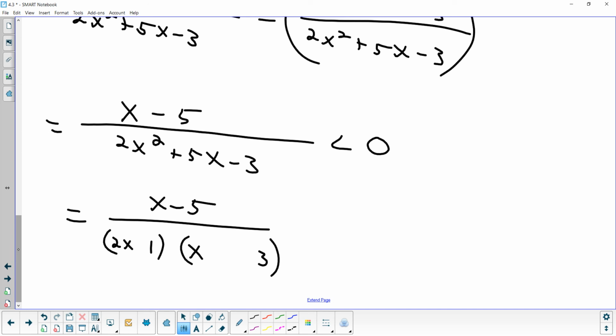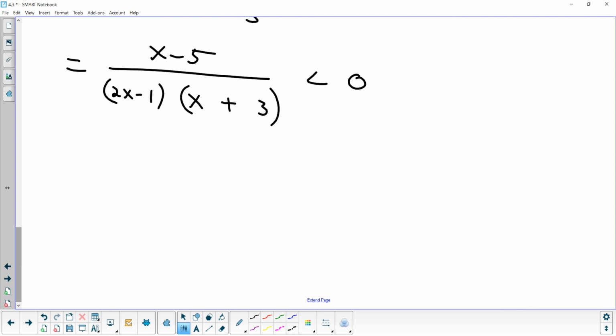So let's see, we got 2x and x, 1 and 3. Let's try a plus and a minus. Does that work? That's 6x minus 1x is 5x. Perfect. Everything's factored. Okay, question on that?